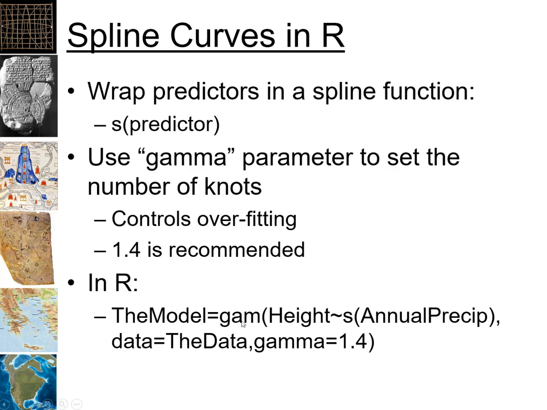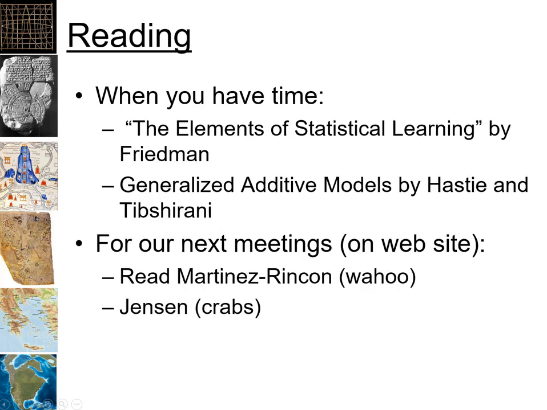And this is the equation. It looks very much like a GLM, where you've got your response and you're relating it using the tilde, except now we see the s wrapping around something like annual precipitation to give us a GAM model for height based on annual precip. Then you can just add additional covariates, specify the data as we did before, and then the gamma parameter at the end of the function call.